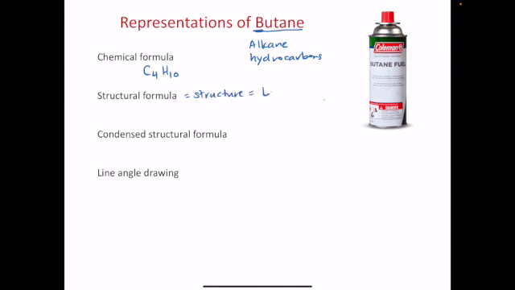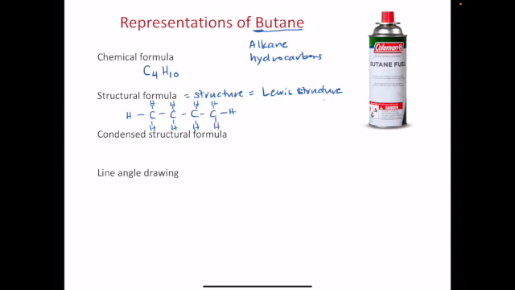butane, so that's the structure, or just called the Lewis structure. That's the two-dimensional, how the atoms and how they're bonded. So this is a carbon, a carbon, a carbon, a carbon, 4 carbons, and then adding all those hydrogens. Okay, so this takes some time.